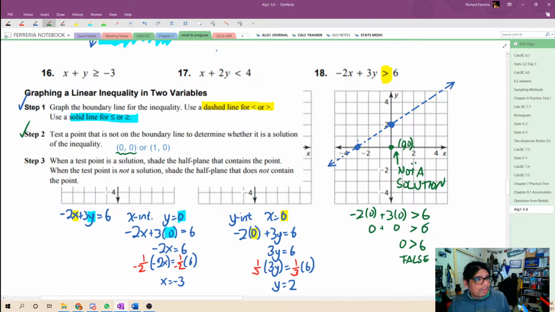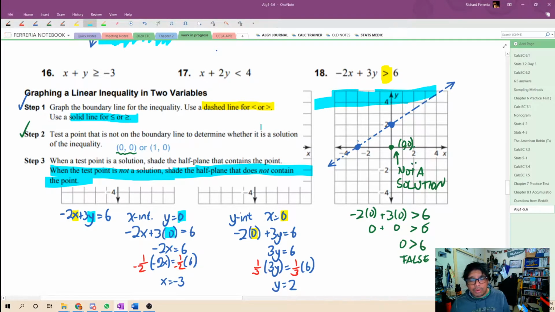Now for step 3, we need to shade the part of the graph that is a solution. So if the test point is not a solution, then we're going to shade the half plane that does not contain the point. The part that doesn't contain the point is right up here. So there we go. We have now shaded the part of the graph that is a solution.